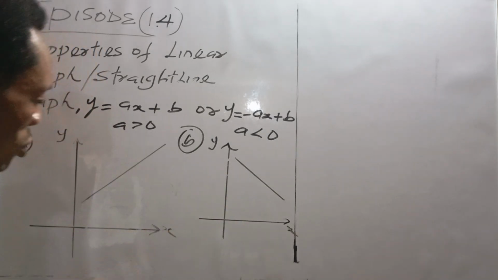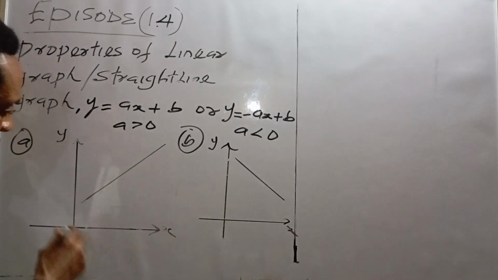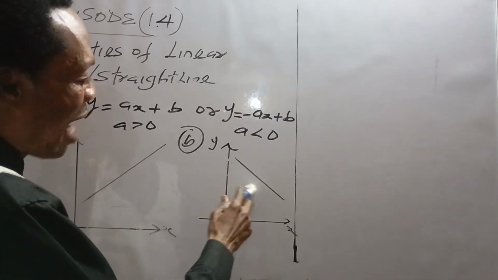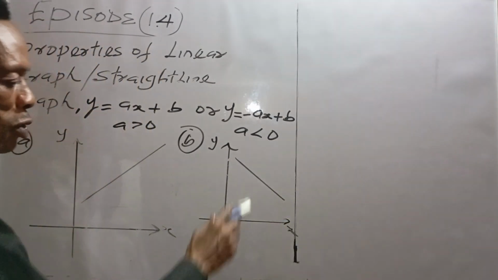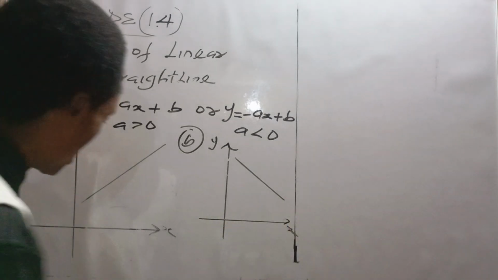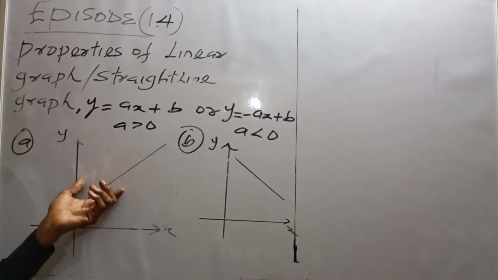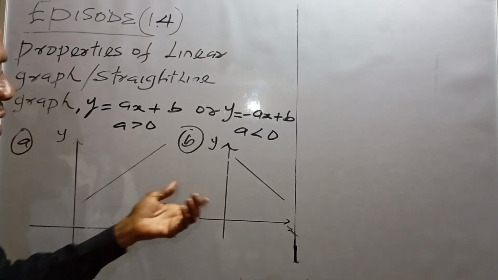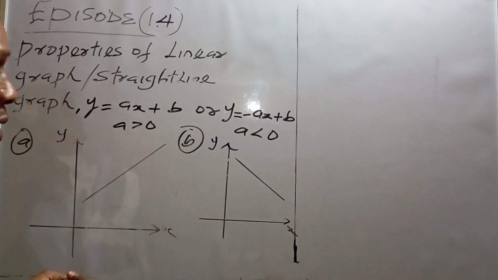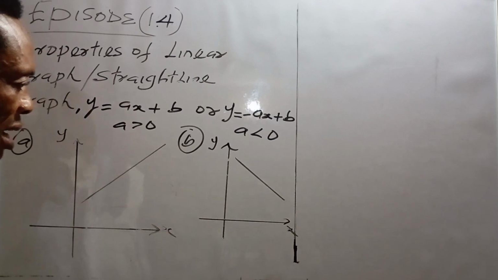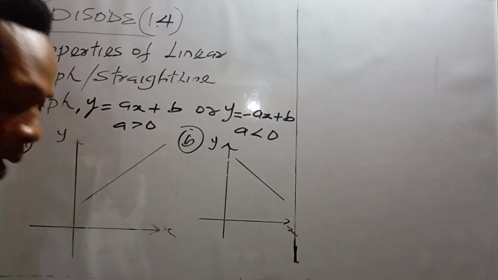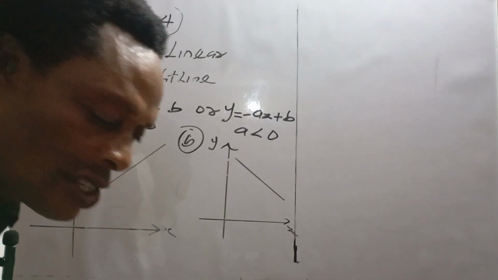Here, if we trace the coordinates, this is x-axis, this is y-axis. You discover that as x increases, y also increases. But here, as y decreases, x increases. But for the first graph, y increases, x increases. These are examples of positive and negative gradient.